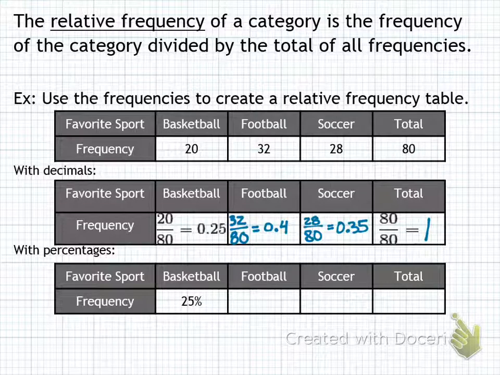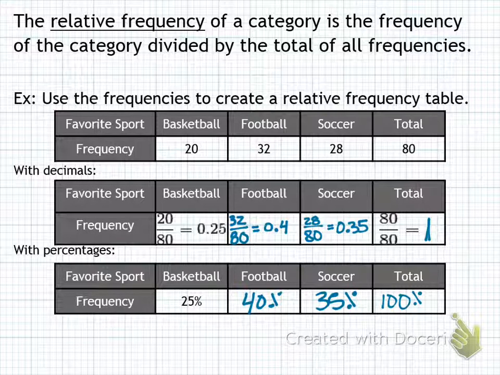We can check this also by adding these three decimals together. That should give us the 1 here. So 0.25 and 0.4 gives us 0.65. 0.65 plus 0.35 is 1. So that works out. Then for changing it to percentages, I just move the decimal over 2 places. So this one's already done for us. 0.25 goes to 25%. And then 0.4 goes to 40%. 0.35 goes to 35%. And 1 would be 100%.